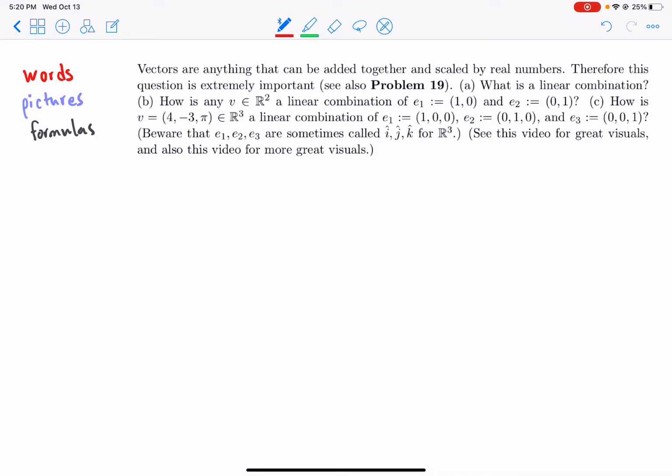Okay, everybody, I'll try to do words, pictures, and formulas. The words will be in red, formulas in gray. Okay, so part A, what is a linear combination?